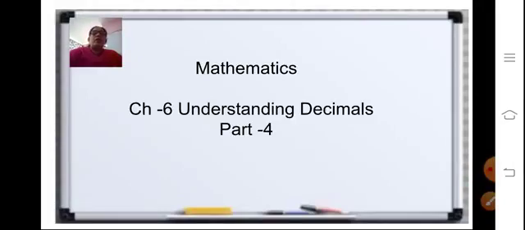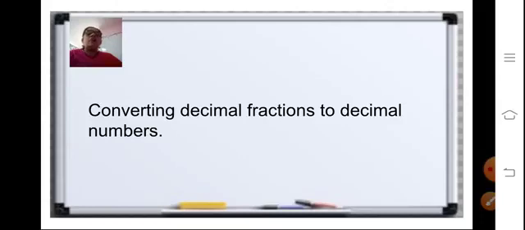Before the exam, we were doing chapter 6, and in the last class, before the exam, we studied like and unlike fractions, and also learned how to convert unlike to like decimals. Today, continuing with the same chapter, we'll be doing part 4, and we'll be learning how to convert decimal fractions to decimal numbers.